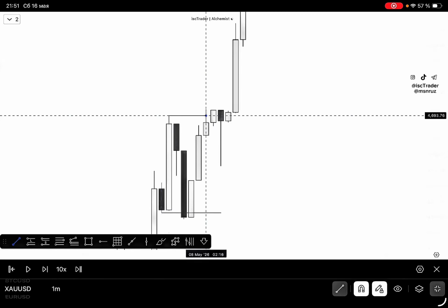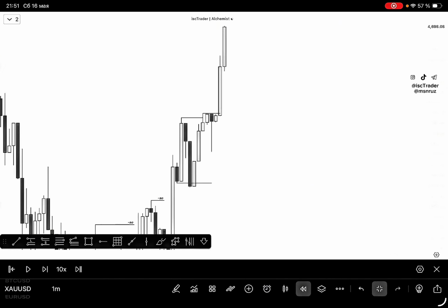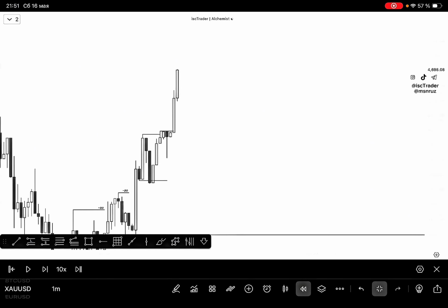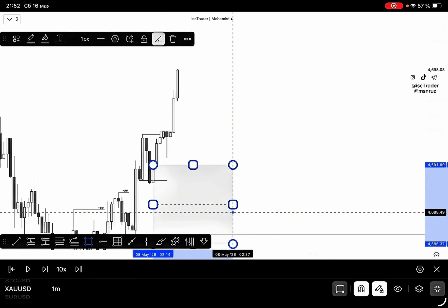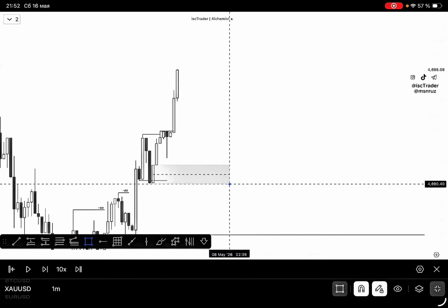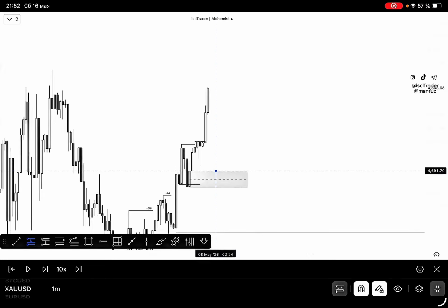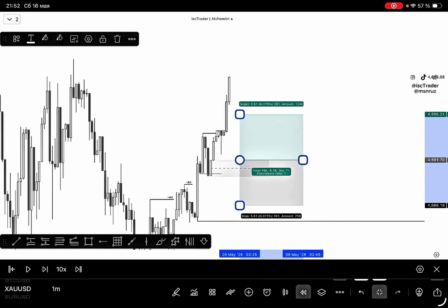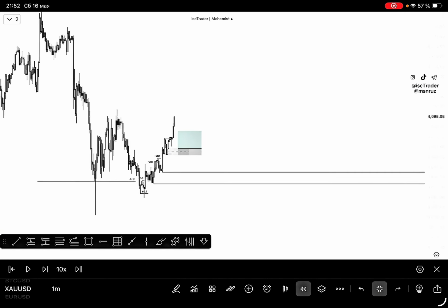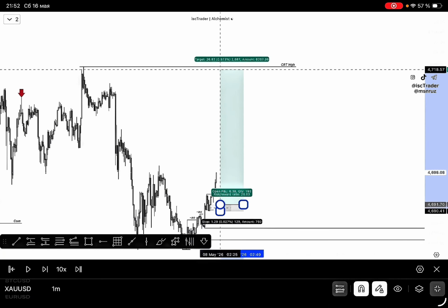Liquidity sweep and breakout. We have a key level order block. We should make an entry right here. Our take profit is the CRT high.